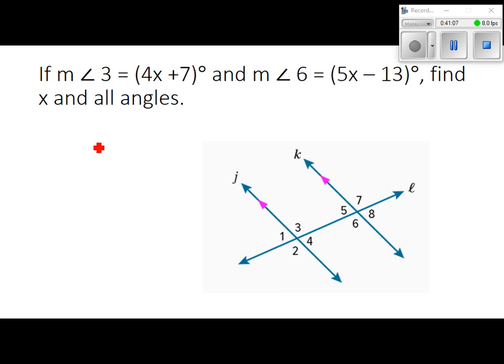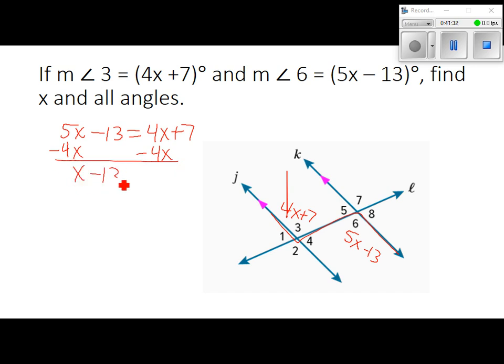On this one, angle 3 is 4x plus 7. Ignore that. Angle 6 is 5x minus 13. Those are alternate interior angles, so they have to be congruent to each other. So 5x minus 13 has to equal 4x plus 7. Subtract 4x on both sides. End up with x minus 13 equals 7. Add 13. X equals 20.